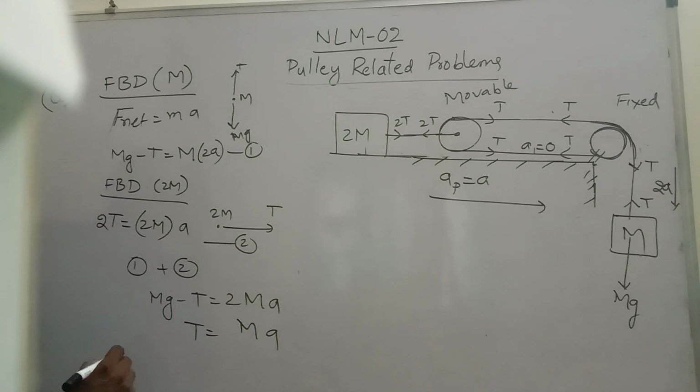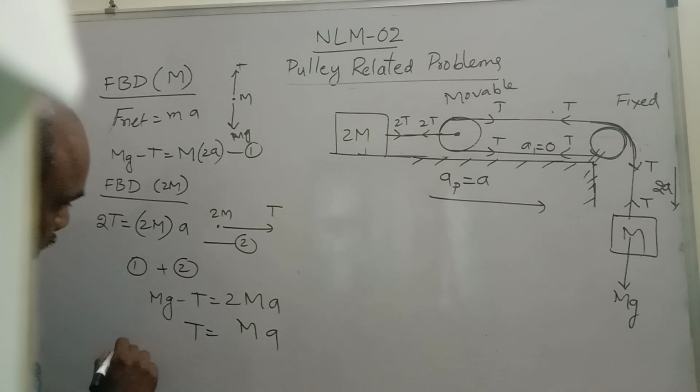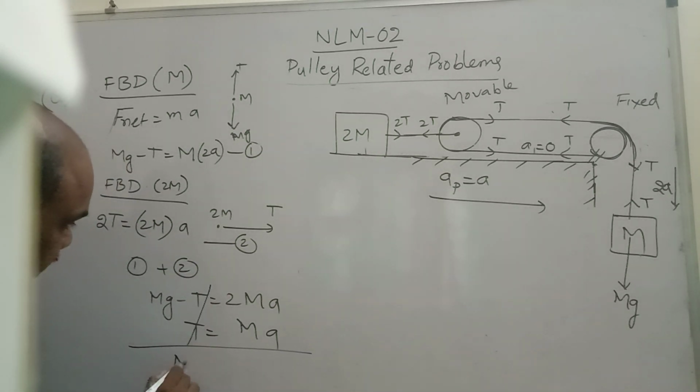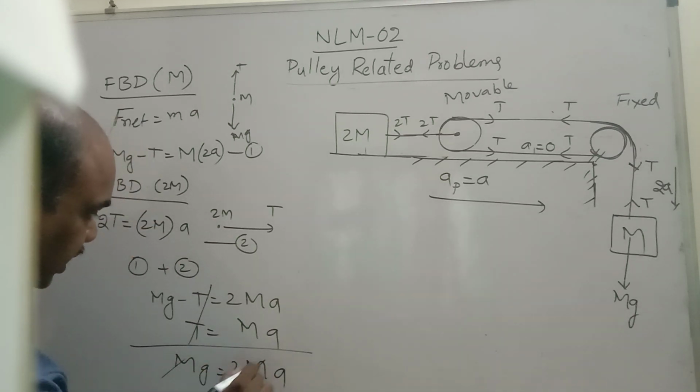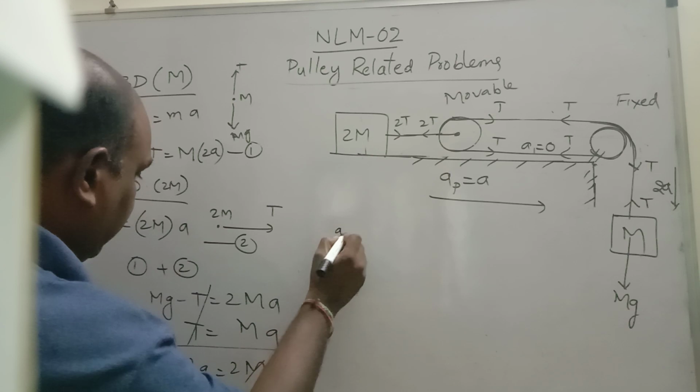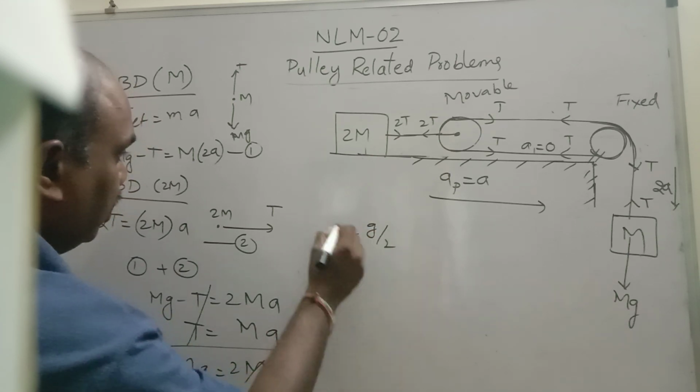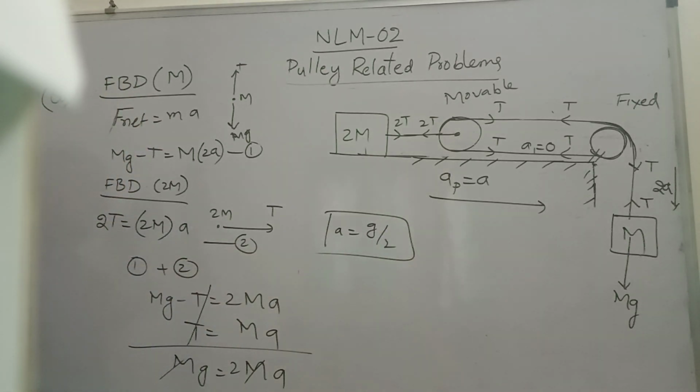Then what will happen? T cancels. Mg is equal to 2M into A. M cancels. A is equal to g by 2. This is the acceleration of the total system.